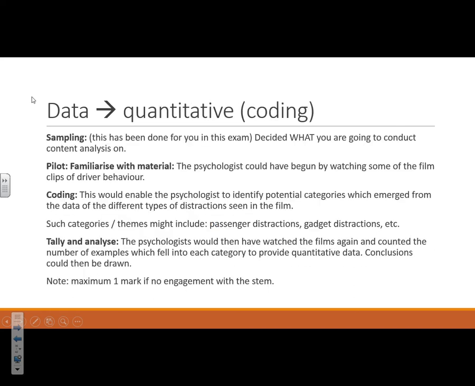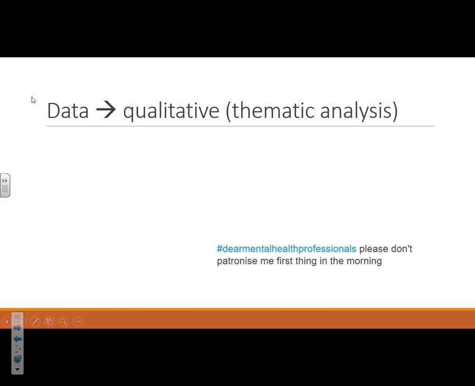And of course for that one, it said in this study, so there were no marks if you didn't engage with the stem. And then thematic analysis, so taking it from qualitative to qualitative. The one we looked at was patient feedback regarding their mental health, and if you look down here, you've got the hashtag Dear Mental Health Professionals, and then they analyse tweets with that hashtag.